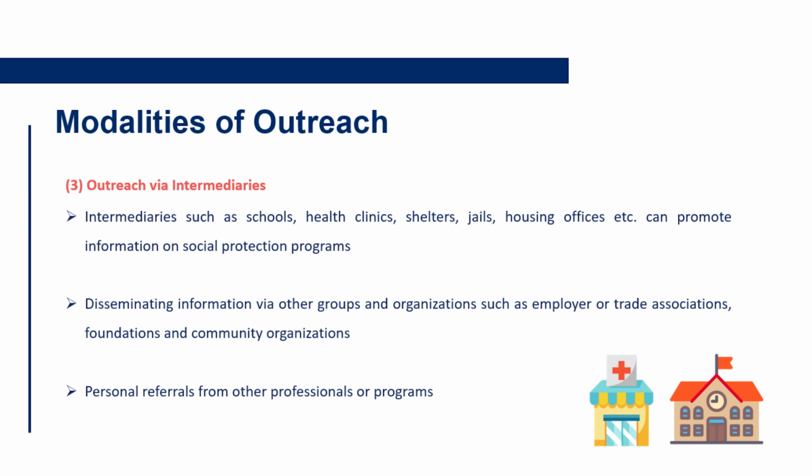Schools, health clinics, shelters, jails, housing offices, and other such intermediaries can promote information on social protection programs. Health workers, school counselors, or case workers from other programs may make personalized referrals for individuals or families to the social programs based on risk flags or other factors. Other intermediaries can include foundations, faith-based organizations, charities, and employee or trade associations.